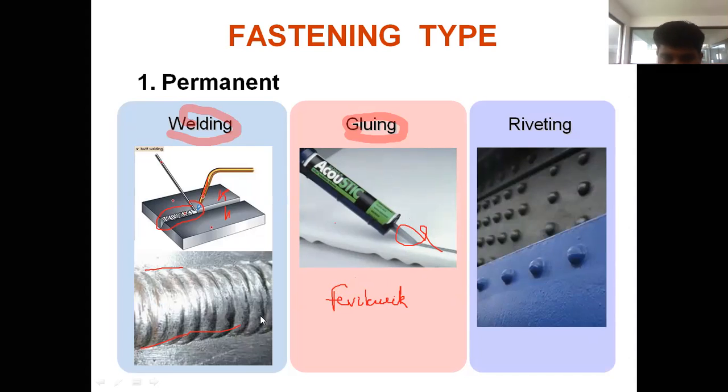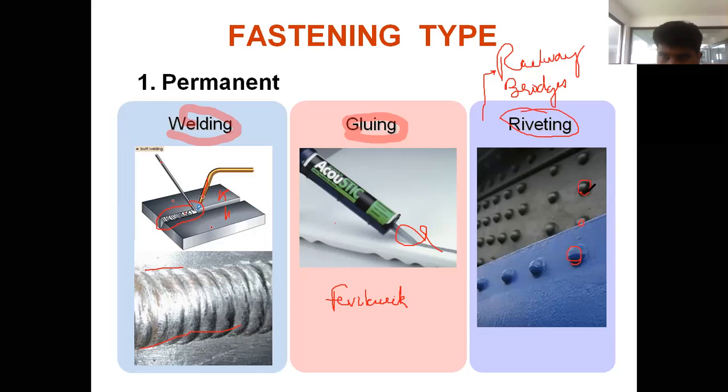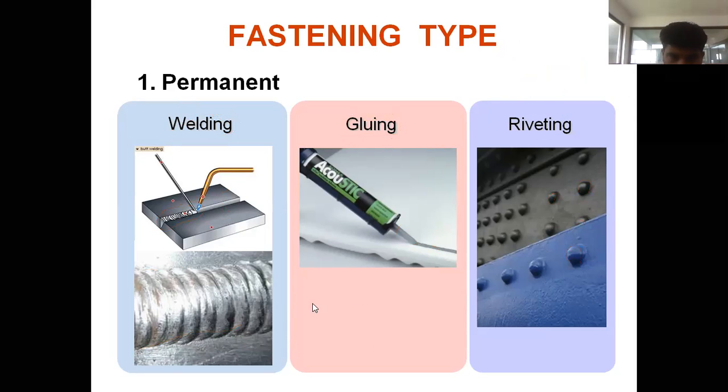Next we can see riveting. This example can be seen on railway bridges, where riveting has been done. This kind of joining is called riveting, and it is a permanent kind of fastening. If you look at any bridges, you can see this. Even in some applications such as vehicle number plates, riveting is used.